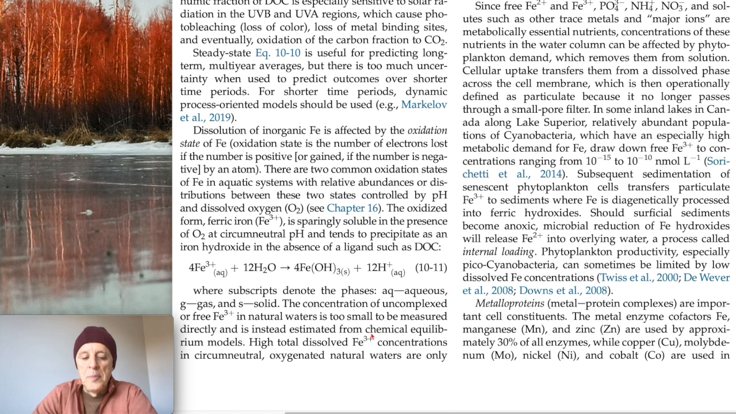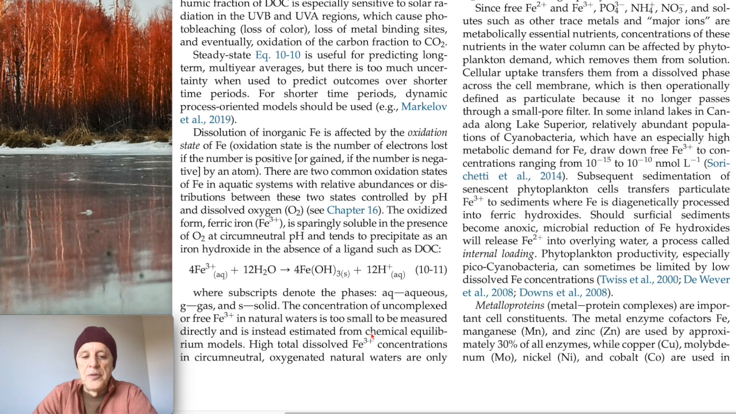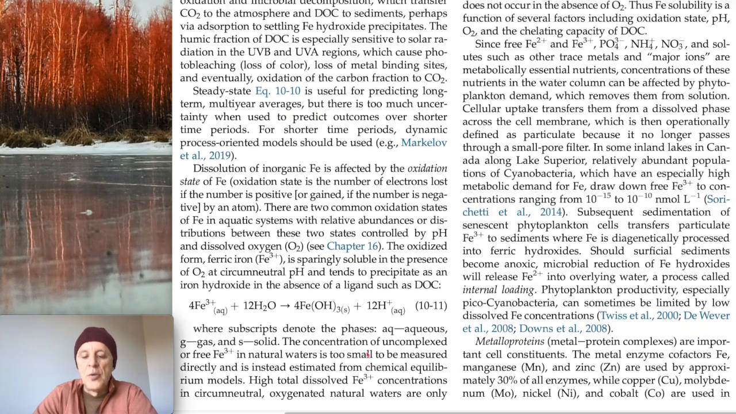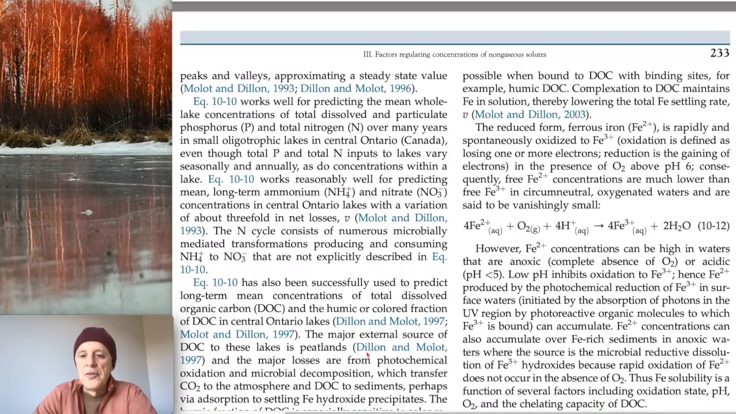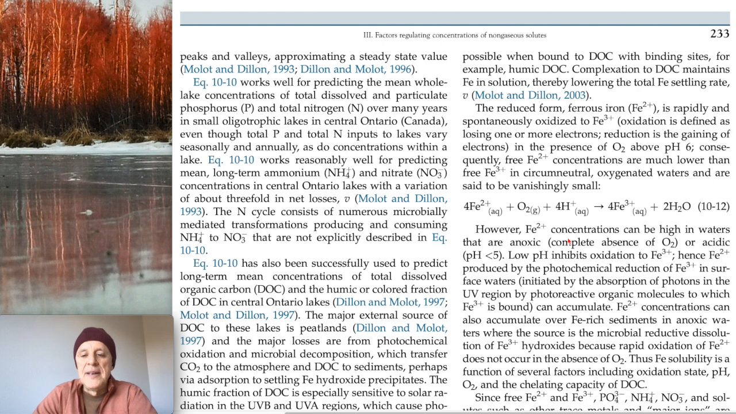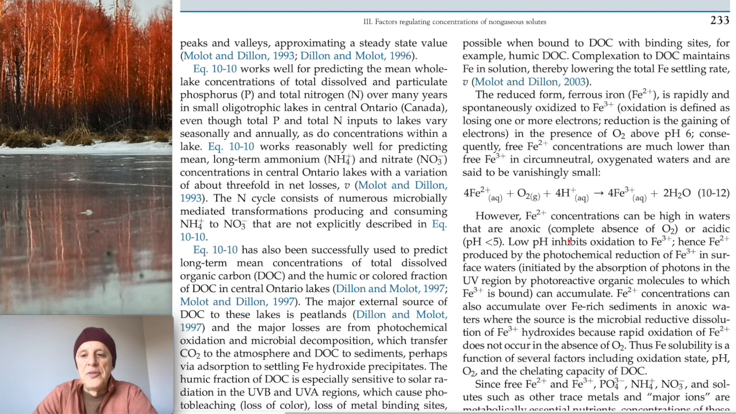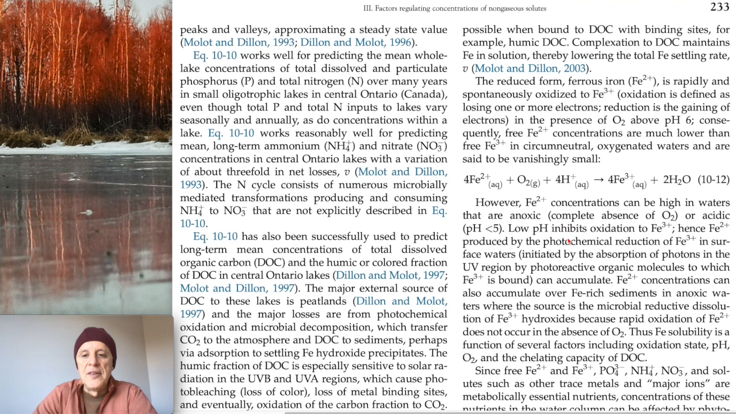The concentration of uncomplexed or free Fe3+, which is ferric iron, in natural waters is too small to be measured directly and is instead estimated from chemical equilibrium models. This is a chemical equilibrium model. High total dissolved ferric iron concentrations in circumneutral oxygenated natural waters are only possible when bound to DOC with binding sites, for example, humic DOC. Complexation to DOC maintains iron in solution, thereby lowering the total iron settling rate, V.